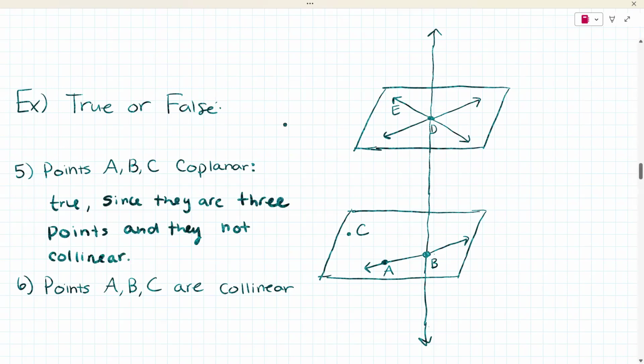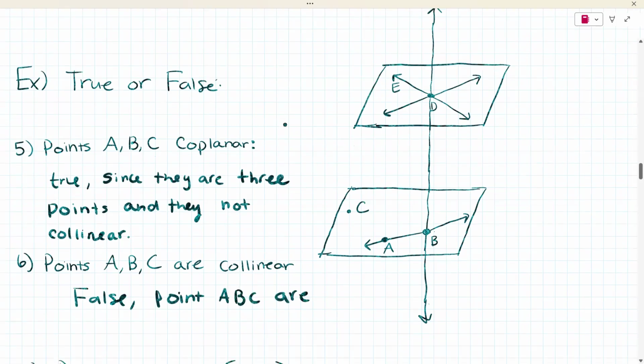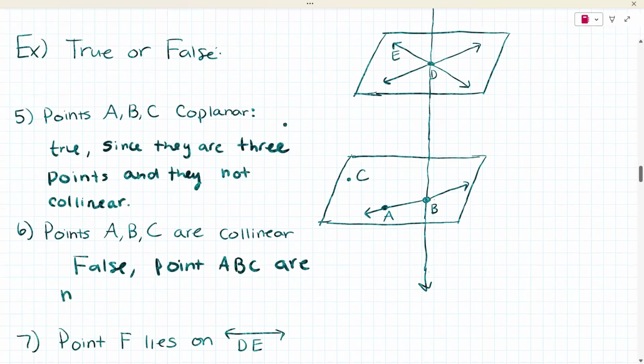What about points ABC are collinear? So ABC, no, they're not in the same line, so they're non-collinear. Okay, so yeah, false. Points A, B, C are not collinear.